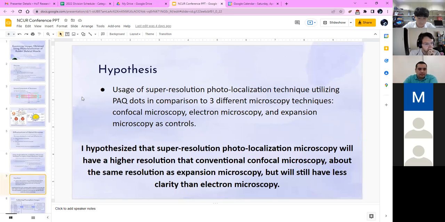So I used this photolocalization technique in comparison to confocal, electron, and expansion micrographs. I hypothesized that the super resolution photolocalization microscopy technique will have a higher resolution than conventional confocal microscopy, about the same resolution as expansion, but less clarity than the electron micrograph.